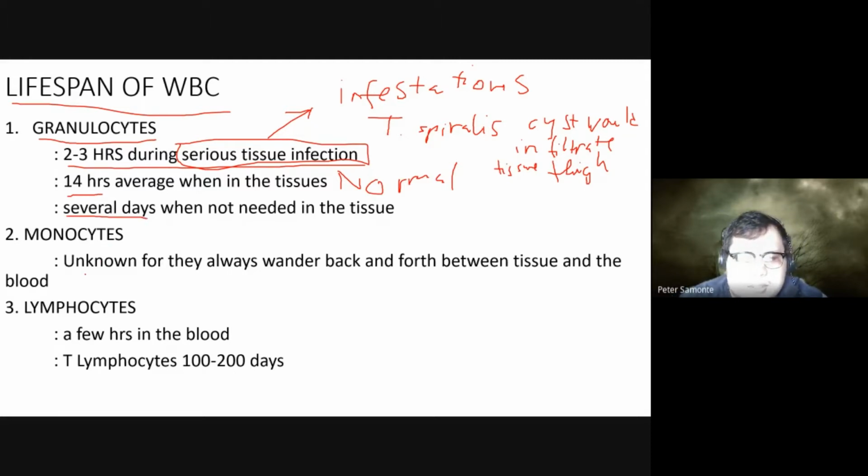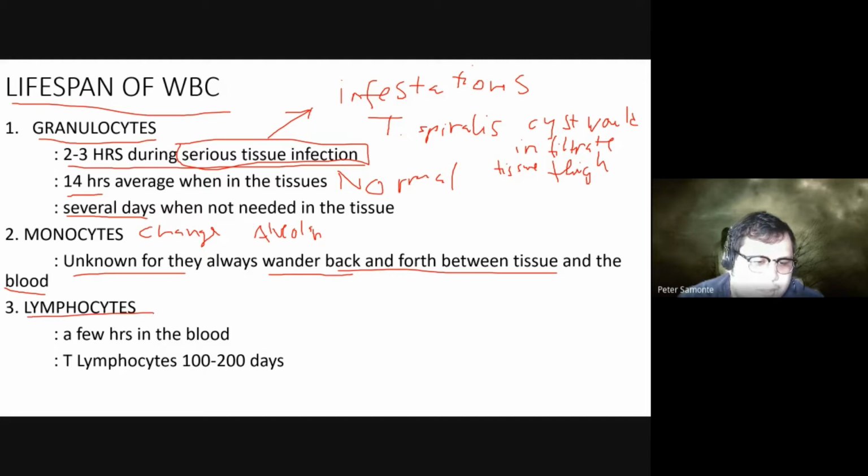Now, your monocytes, unknown ang lifespan nila because they would always wander back and forth between tissues and the blood. So they would often change. Nagbabago sila class. If they would be found in the tissues, they would have their corresponding name. So kung nasa lungs sila, they would be known as alveolar macrophage. Copper cells, depending on the organ or the tissue they would be found. Now, due to that, wandering back and forth sa circulation and the tissue, unknown ang kanilang lifespan.